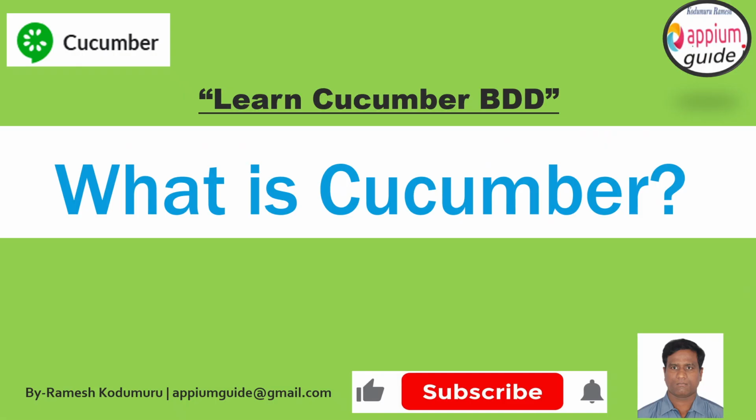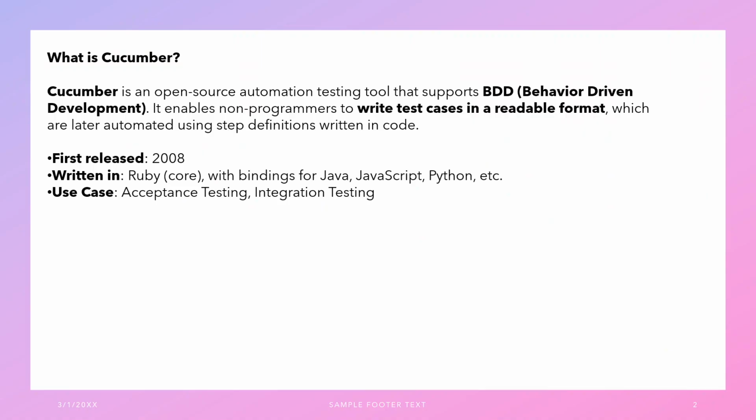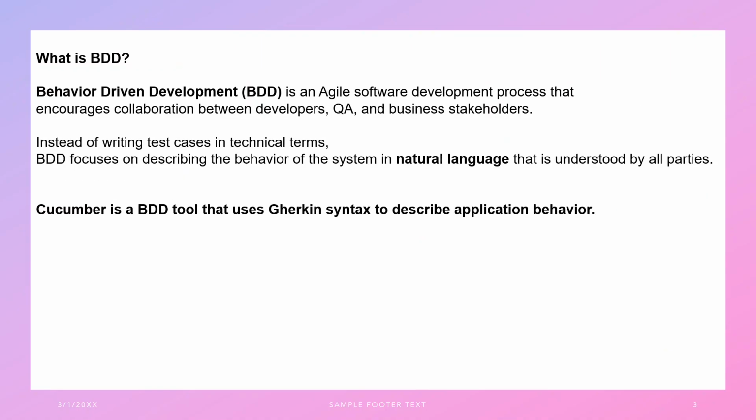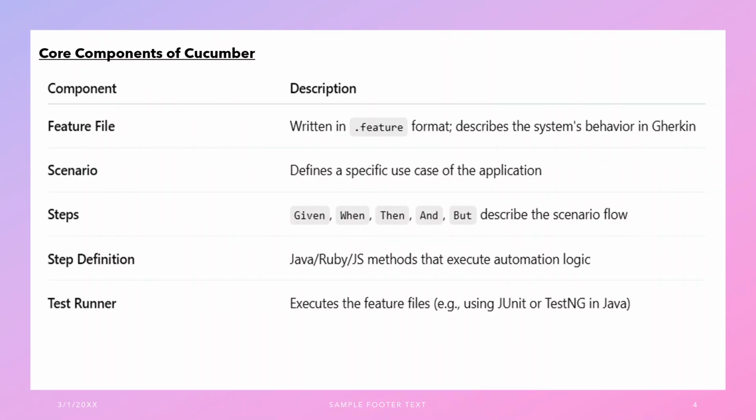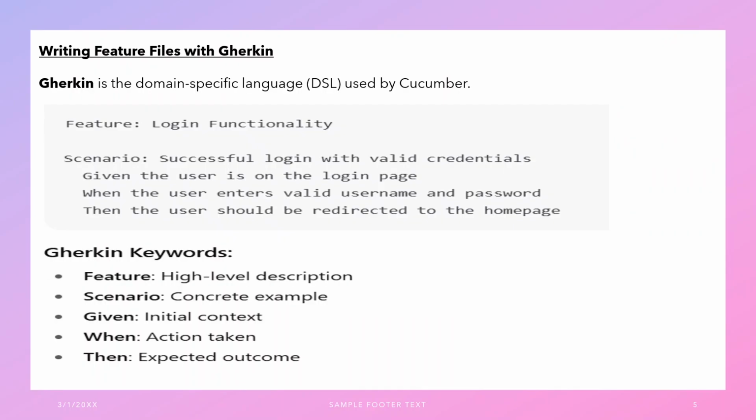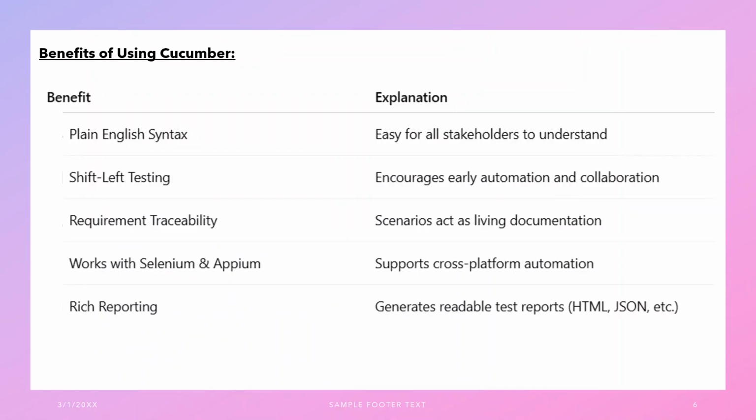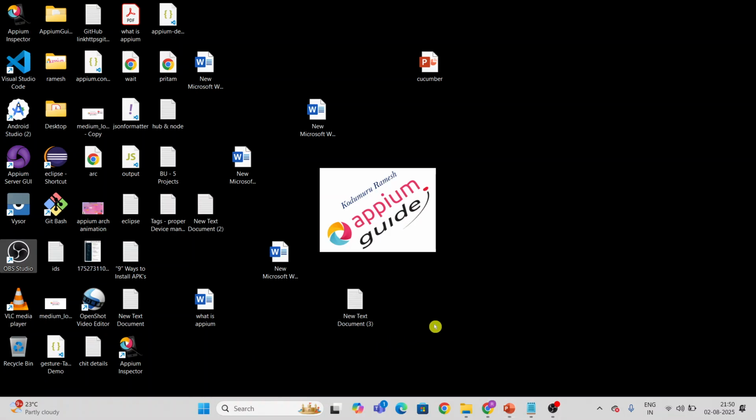We have seen in this video what Cucumber is and what BDD is at a high level, and the core components of Cucumber. We have seen a sample feature file which contains the Gherkin keywords, and I gave a brief introduction to them. Next we have seen the benefits of using Cucumber. In the next videos of this series, we'll see each and every component in depth and explain what exactly Cucumber is all about. For this video, we just explained at a high level what Cucumber is.